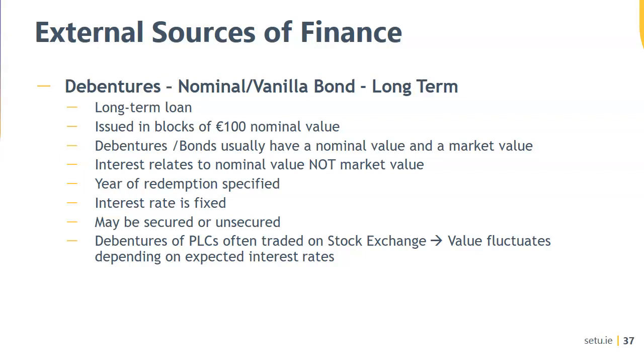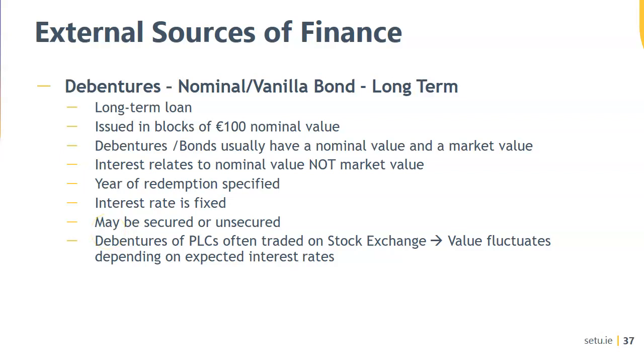There's various types of debentures available. The first one is a nominal or vanilla bond. This is a long-term source of finance and is typically issued in blocks of €100 of a nominal value. So i.e. each bond is worth €100. Debentures or bonds usually have a nominal value and a market value. This is similar to our ordinary shares and our preference shares that we spoke about in our previous video. Interest relates to nominal value, not the market value.